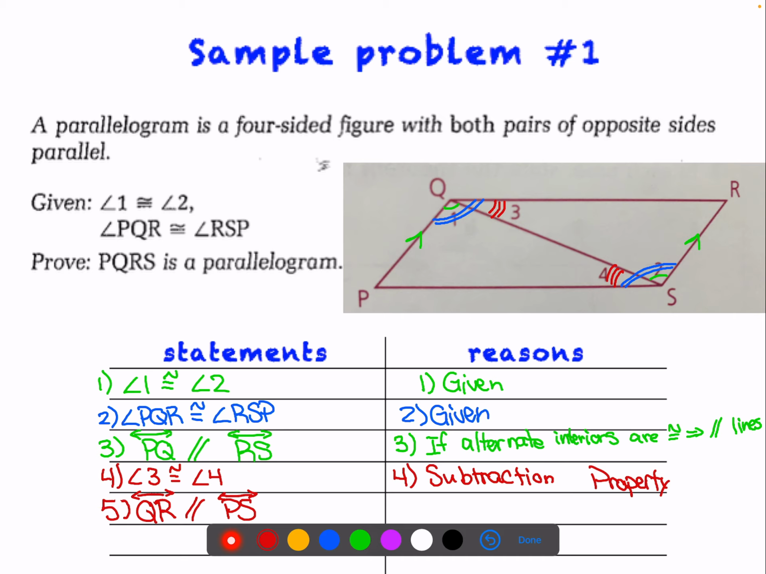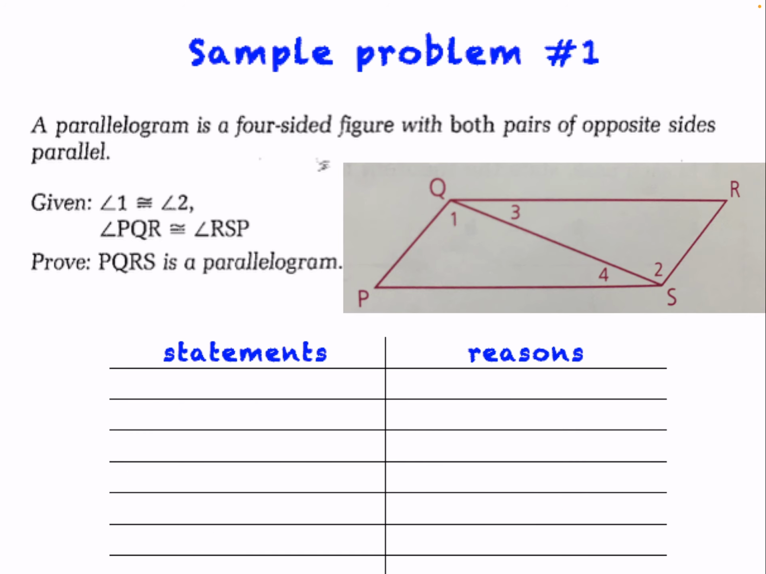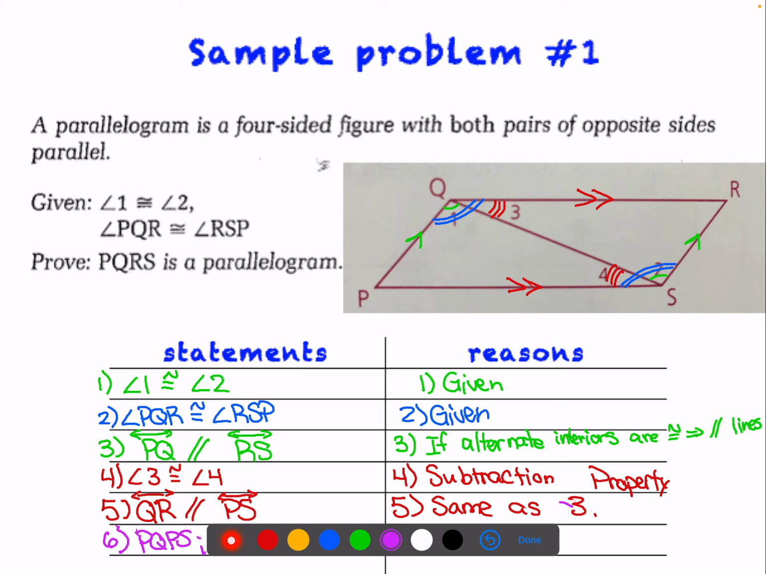And that's the same as 3. So for number 5, we can just put same as 3. Because again, if alternate interior angles are congruent, that implies that the lines are parallel. And I can go ahead and draw my parallel marks on there now. The last thing that we have is number 6. PQRS is a parallelogram. I'll just write it underneath.